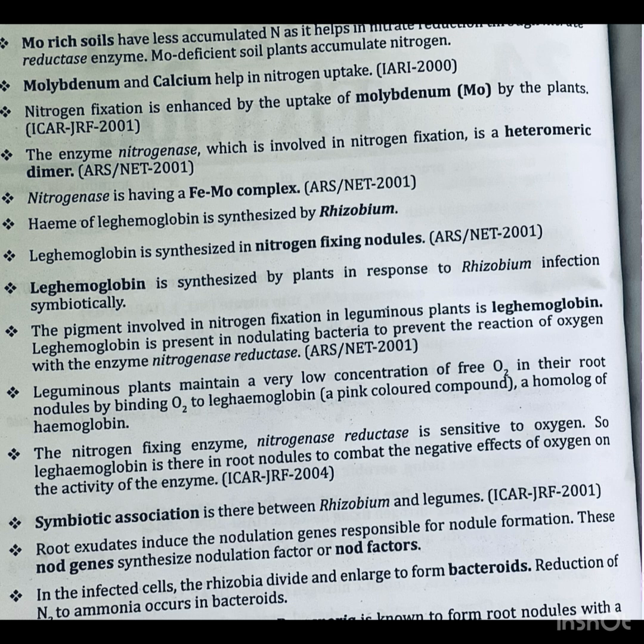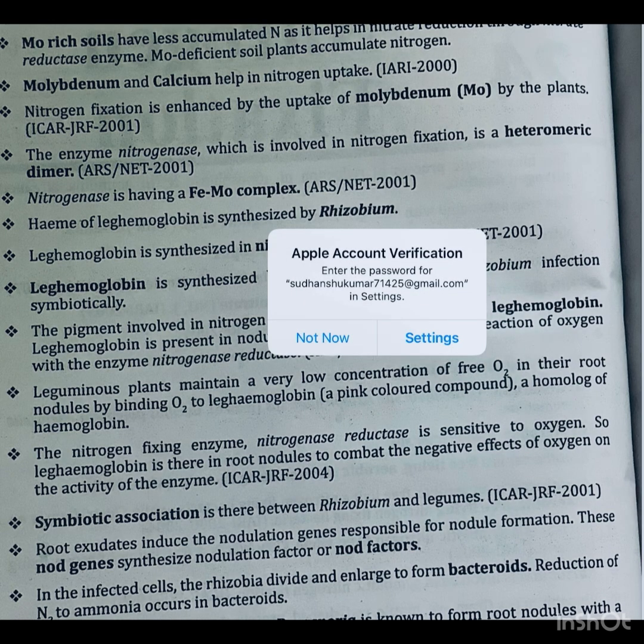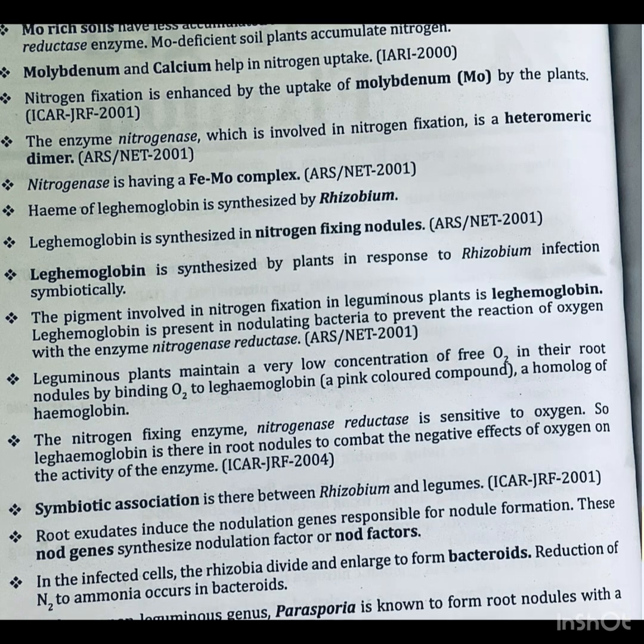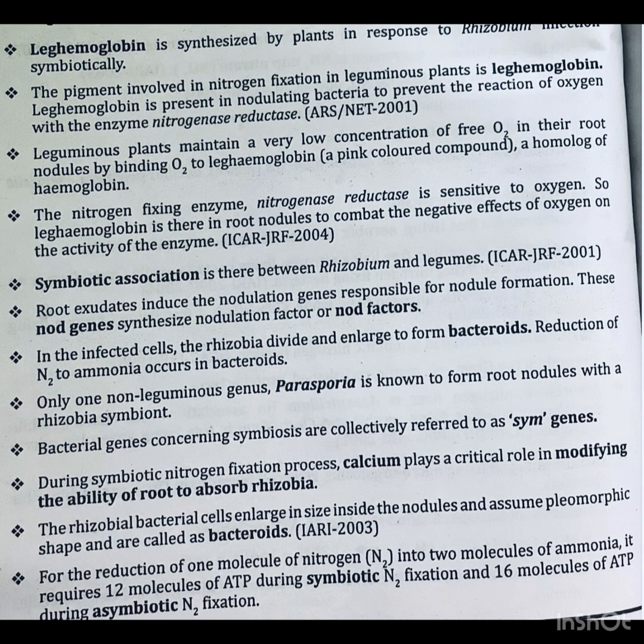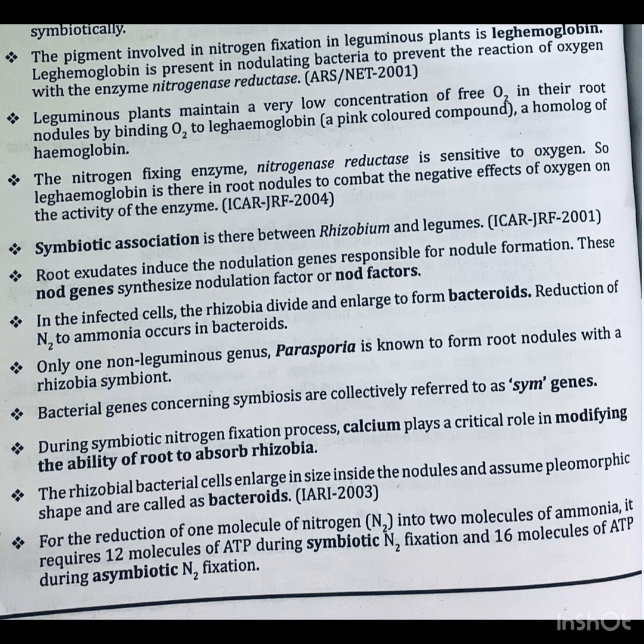ICAR JRF 2001. Root exudates induce the nodulation gene responsible for nodule formation. These NOD genes synthesize nodulation factors or NOD factors. In the infected cells, the rhizobia divide and enlarge to form bacteroids. Reduction of nitrogen to ammonia occurs in bacteroids. Only one leguminous genus, Parasponia, is known to form root nodules with a rhizobia symbiont. Bacterial genes concerning symbiosis are collectively referred to as SYM genes.